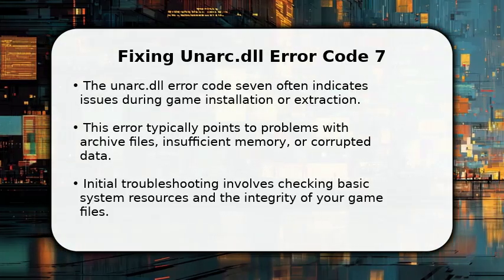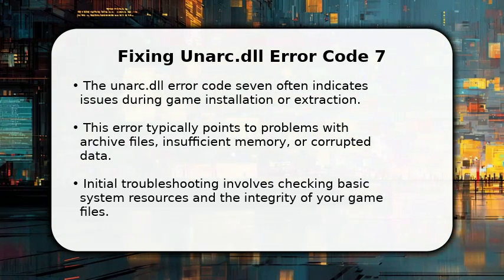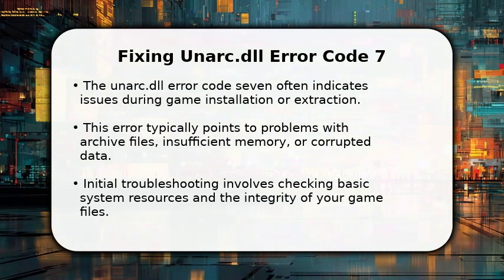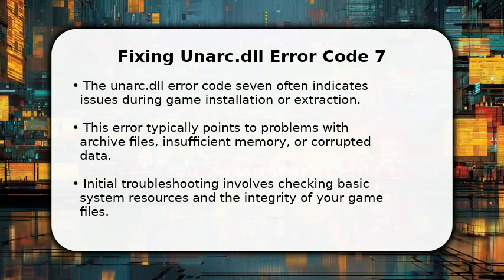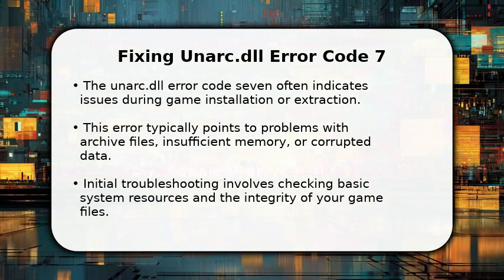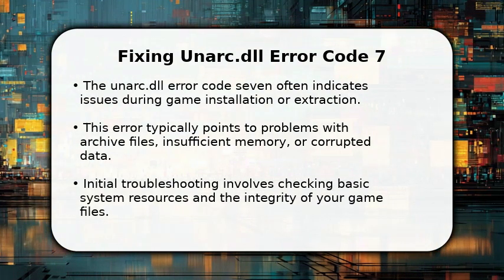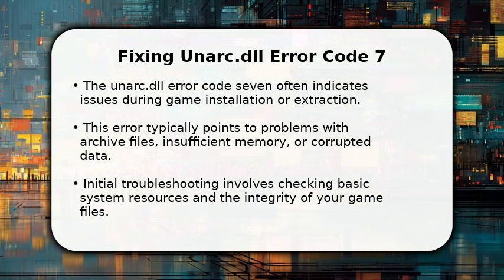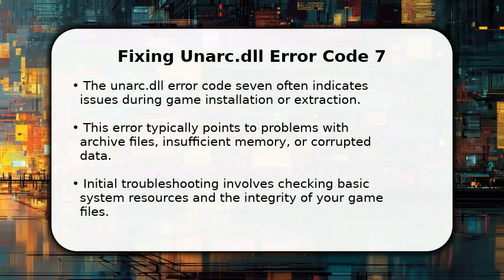In this video, I will explain how to fix Unarc.dll error code 7. This error commonly appears during game installations, signaling issues with archive extraction. It often stems from corrupted game files, insufficient RAM, or even antivirus interference. We'll start by ensuring your system meets the game's requirements and then move on to verifying file integrity, which can resolve many common problems quickly and efficiently.